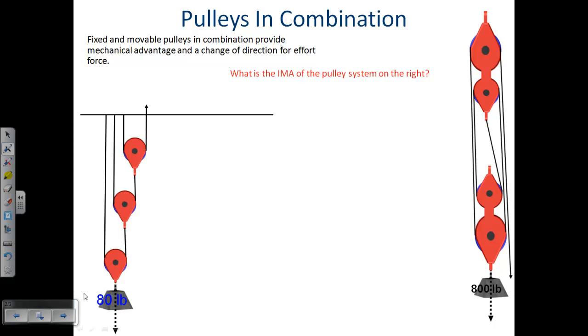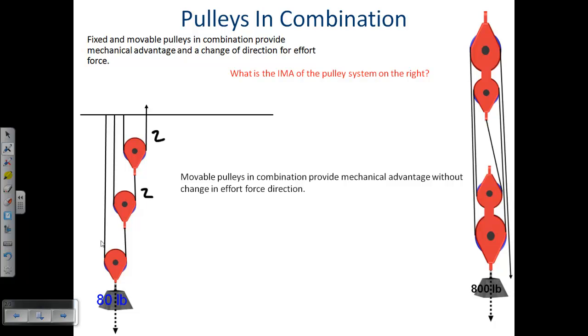Now if we have this one here, what is our mechanical advantage? Well, we've got movable pulleys and fixed pulleys. So this one right here has a mechanical advantage of what? 1, 2. So we have a mechanical advantage of 2. This one right here is a movable pulley that has a mechanical advantage of 2. And this one right here has a mechanical advantage of 2. So what we're left with is 2 times 2 times 2. 2 times 2 is 4. 4 times 2 is 8. So we have a mechanical advantage of 8. Here we have a mechanical advantage of 4.